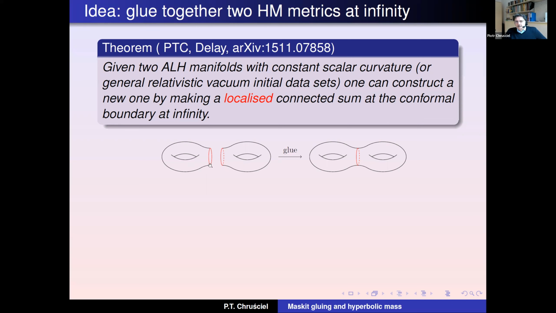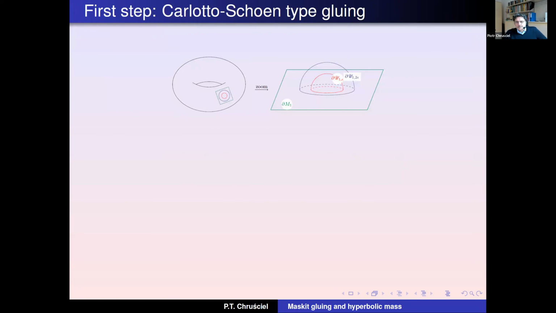But what we did with Erwann, we showed that you can replace this. Whenever you have a general relativistic initial data set or constant scalar curvature manifold, you can cut off a little piece here and put an exactly hyperbolic metric there. So we take two such Horowitz-Myers metrics, we glue them together, we get a Bretzel, right? So a manifold of genus 2.